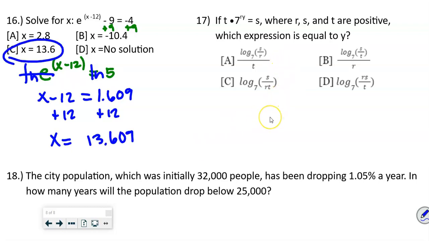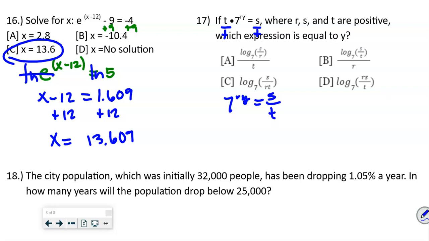Number 17 says, if t times 7 to the ry is equal to s, where r, s, and t are positive, which expression is equal to y? So we want to move everything but y, okay? So we're going to divide both sides by t right here first, okay? So that means I got 7 to the ry is equal to s over t, right?